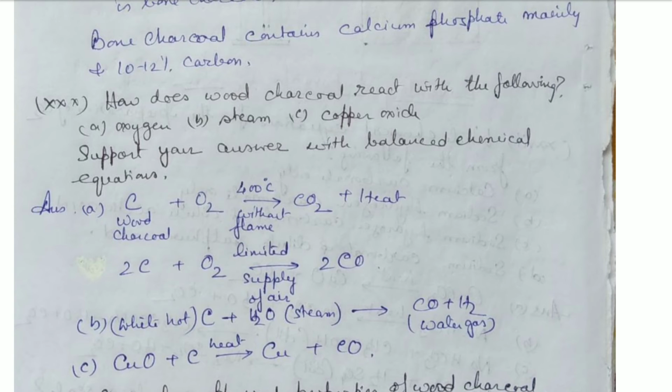Carbon will combine with the oxygen when it is burning, and around 400 degrees centigrade, it will burn without flame, and that will produce carbon dioxide. It's an exothermic reaction, heat will be produced. Wood charcoal, in a limited supply of air, will produce carbon monoxide.